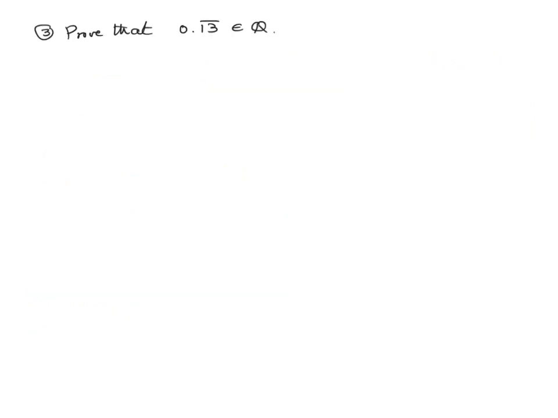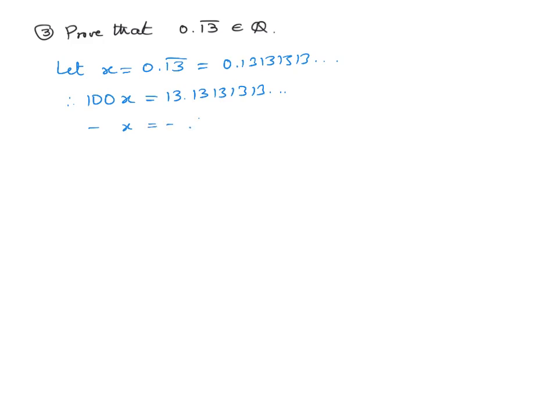So we've done this one before, at least something like it, but I'm going to do it again. Prove that 0.13 repeating is an element of Q, and we're doing it by definition. So first of all, let x equal 0.13 repeating, which is equal to 0.13131313 dot dot dot. And then I'm going to multiply by 100. Therefore, 100x equals 13.13131313 dot dot dot.